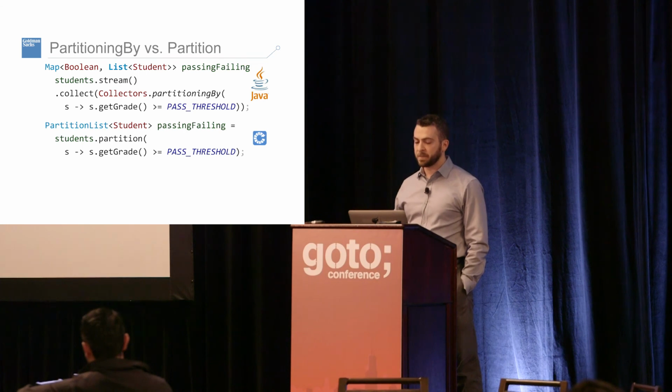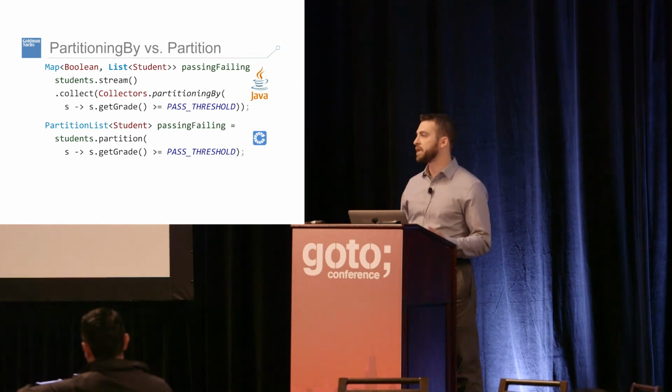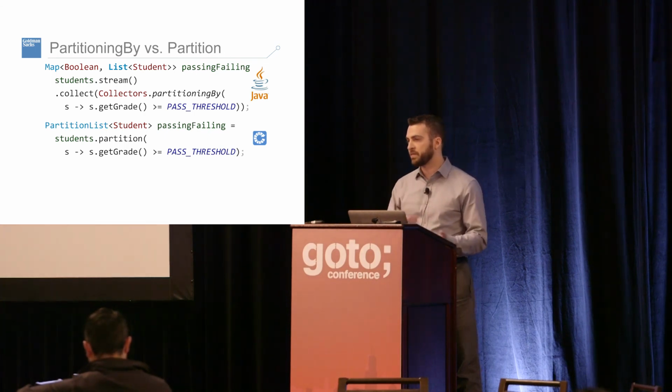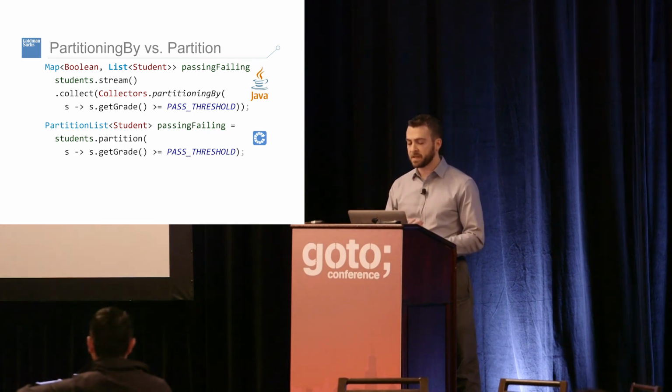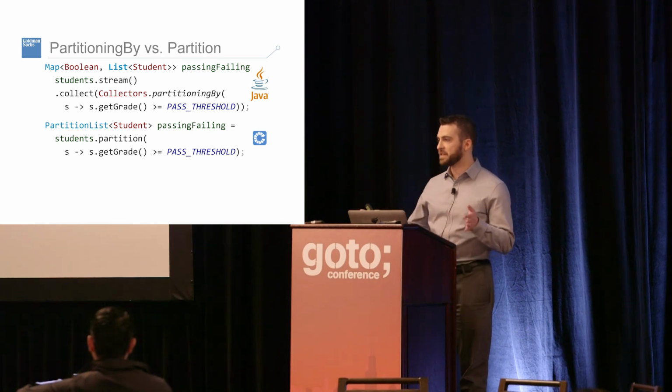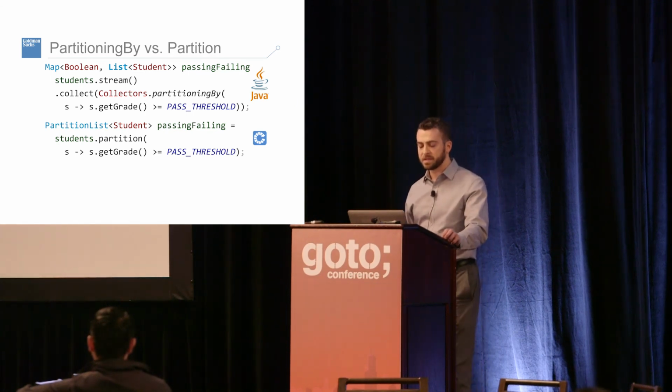After partitioning, I get back a partition list, which is our own type that has methods to get the selected and rejected items. And we will maintain order in them, for example. So if everyone passed, I wind up with a list in the same order in the selected students.